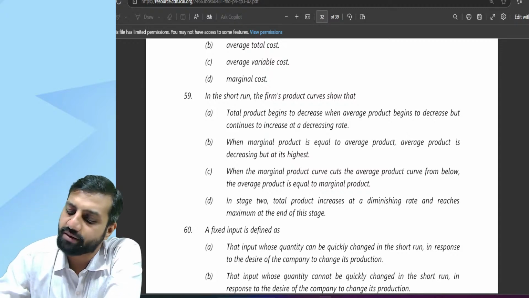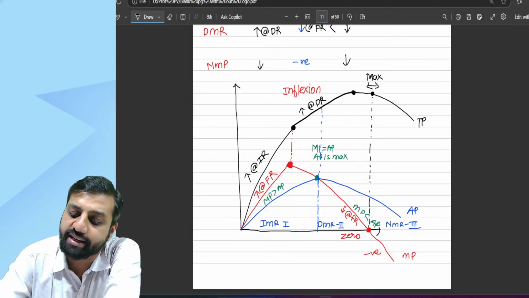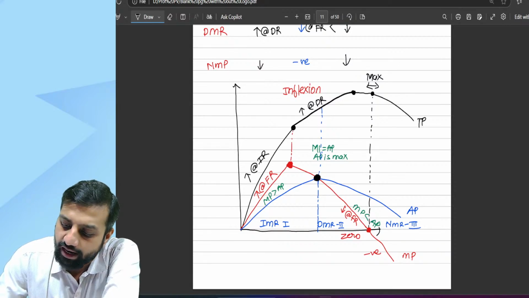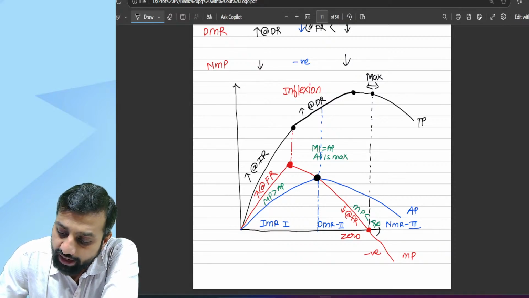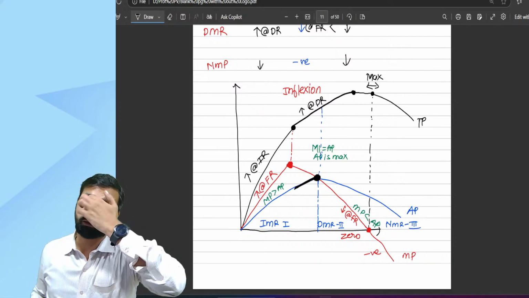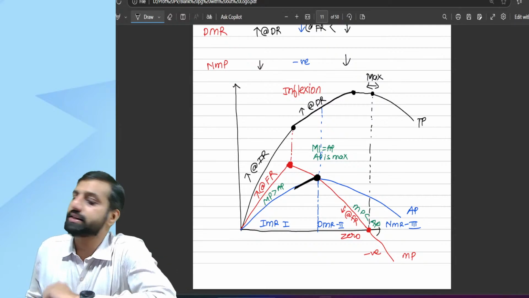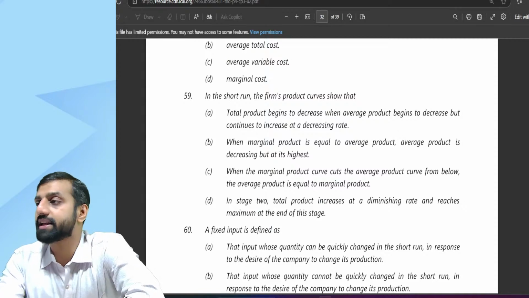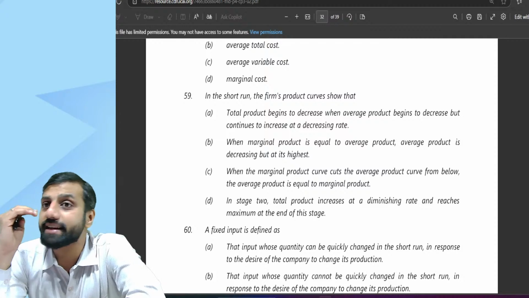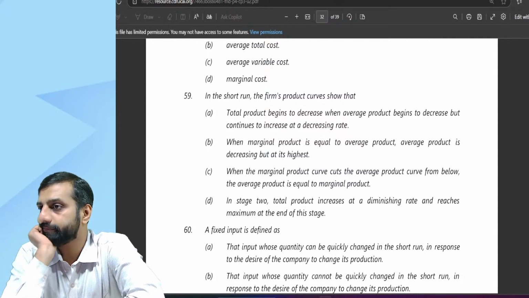Then they say when marginal product is equal to average product, it is decreasing but at its highest. So when MP is equal to AP, at this point, AP is rising. After this point, it will fall. So Surya, even statement B is incorrect because B is saying AP is highest but decreasing. Wrong. AP was increasing and then reaching its highest point. After that, it will decrease, Surya.